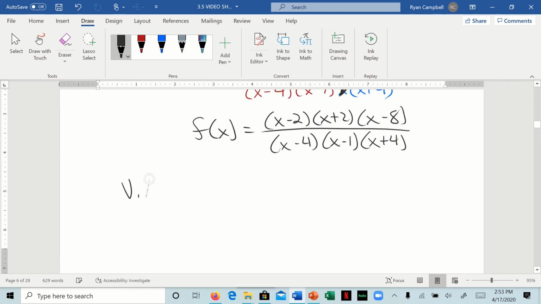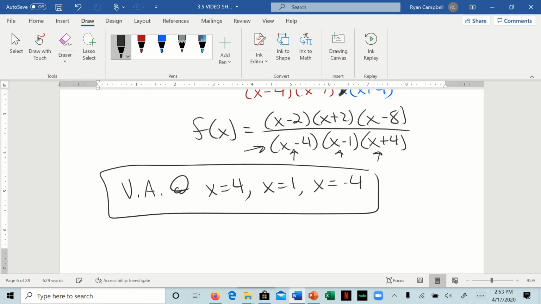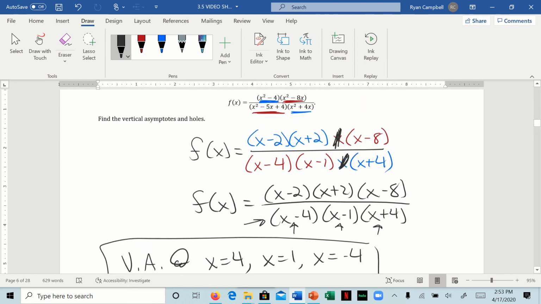So vertical asymptotes, we know we're going to have vertical asymptotes at whatever is left over in the denominator. So x equals 4, x equals 1, and x equals negative 4, right? 4 makes that 0, 1 makes that 0, negative 4 makes that 0. So we got our vertical asymptotes. We also will have a hole, right? Since we simplified something out, we're going to have a hole.